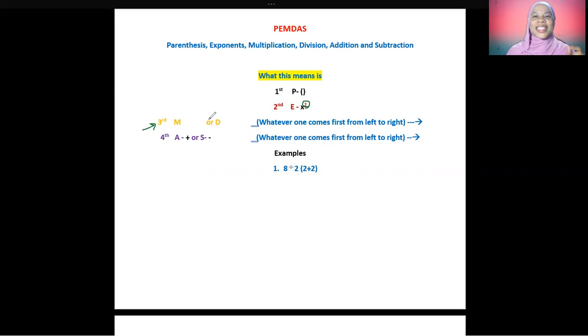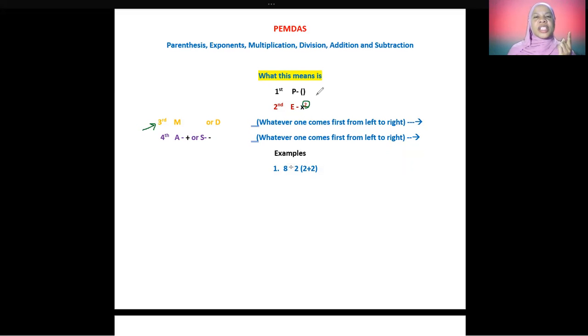Okay, the next thing is where the confusion comes about: multiplication or division. In PEMDAS, it's multiplication or division. A lot of people think it's multiplication and then comes division, and that's where the confusion starts. Multiplication and division are equals. They're equivalent. They're on the same level. They have the same amount of power, the same grade, the same importance.